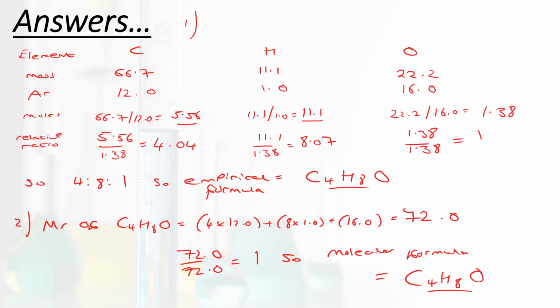Then question 2 was to calculate the molecular formula. So we need to know the Mr of our empirical formula. So this is 4 times 12 for the carbons, 8 times 1 for the hydrogens, and just 16.0 for the oxygen to give 72.0. Remember, always give Mr values and Ar values to 1 decimal place. And then we were told that the Mr of the compound was 72. So we do 72 divided by 72 is 1. So we have 1 unit of our empirical formula in our molecular formula, and so the molecular formula is exactly the same.